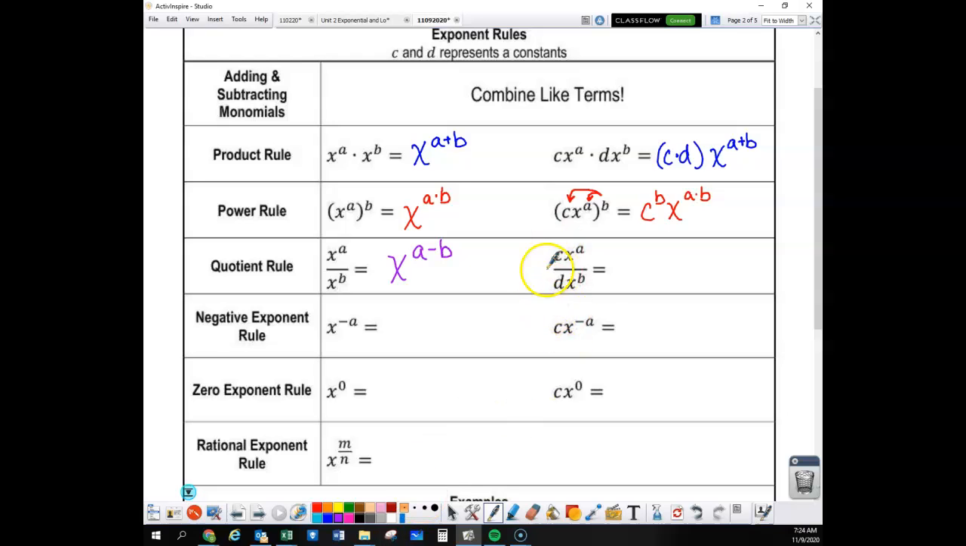And then again, if you have coefficients, you do divide those coefficients, whether you either simplify a fraction or you actually divide out. Sometimes they will divide out. So like if c was 4 and d was 2, 4 divided by 2 would give me 2.